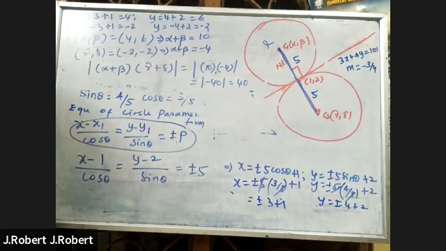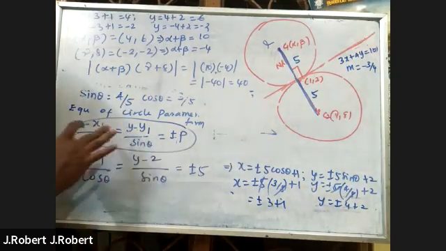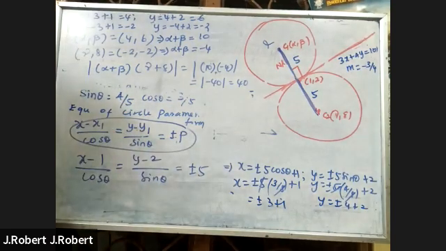Only thing we have to know the equation of a circle in parametric form: (x minus x1) by cos theta equals (y minus y1) by sin theta equals plus or minus p. So first of all, you just find out the slope of the common tangent. m equal to minus 3 by 4.